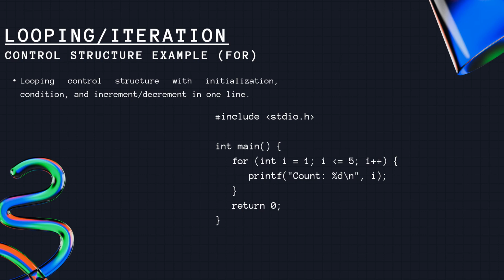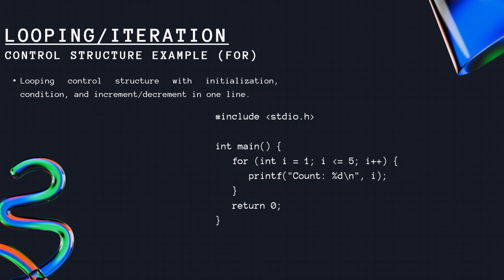The next control structure that is of iteration type is for, and this is a control structure with initialization, condition, and increment or decrement in one line. In our example here, it shows that we are initializing our counter number as 1. Our condition is that this counter number should be less than or equal to 5, and ours uses an increment. So every time it executes our statements, it adds 1 to the counter number and then checks to see whether the added counter number is less than or equal to the condition number, in our case, which is 5.